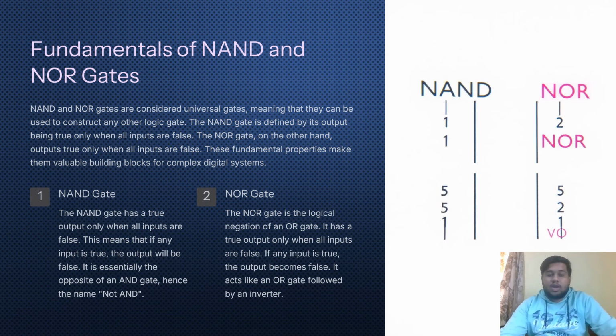NOR gate. NOR gate is a logic negation of OR gate. It has a true output only when all inputs are false. If any input is true, then output becomes false. It acts like an OR gate followed by an inverter.